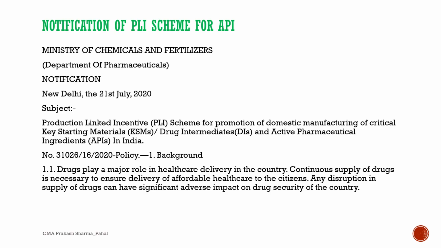Most important of them was the production linked incentive scheme. Notification of the PLI scheme for API was issued by the Ministry of Chemicals and Fertilizers on 21st July 2020. The major points of this scheme are: drugs play a major role in healthcare delivery in the country. Continuous supply of drugs is necessary to ensure delivery of affordable healthcare to the people. Any disruption in supply of drugs can have significant adverse impact on drug security of the country.